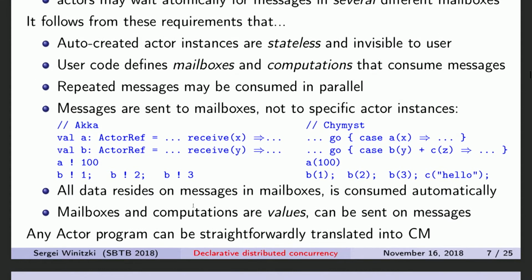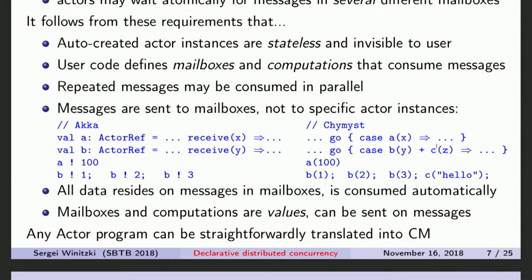So here's a comparison. So Akka code roughly looks like this. You declare an actor reference, and the actor receives a message and does something, receives a message and does something, and you send messages. In my library called Chemist, this is the actual Scala syntax of the DSL. Very similar, except you can have more than one receive statement, so to speak, at once. So you receive B and C.